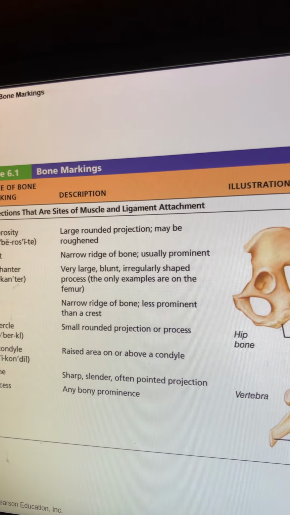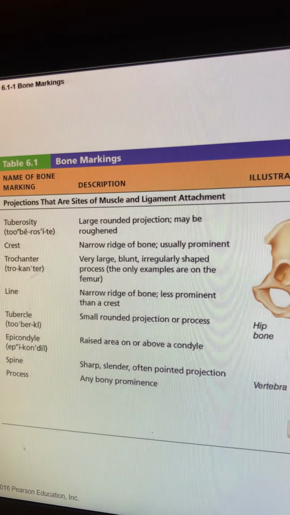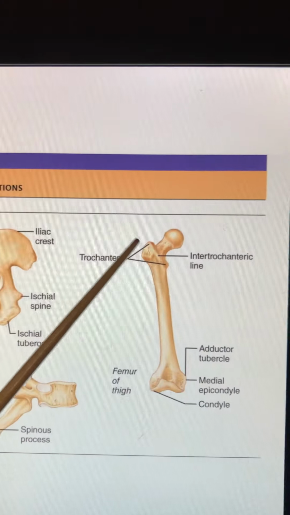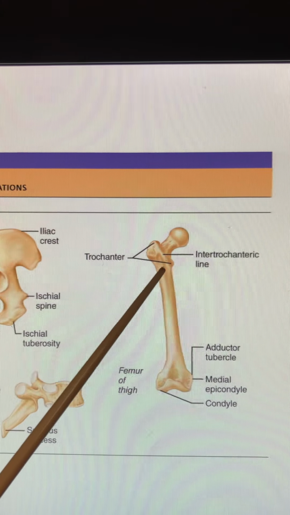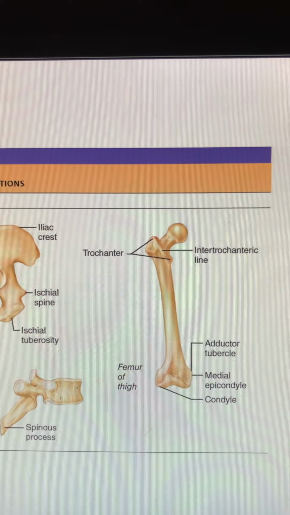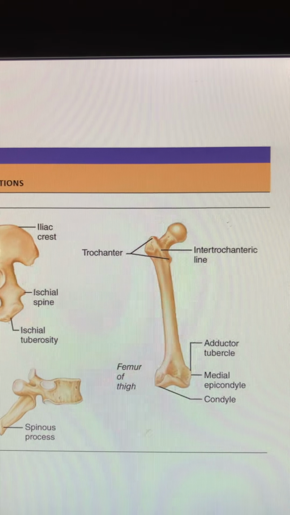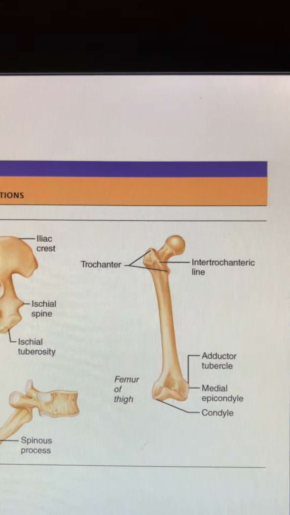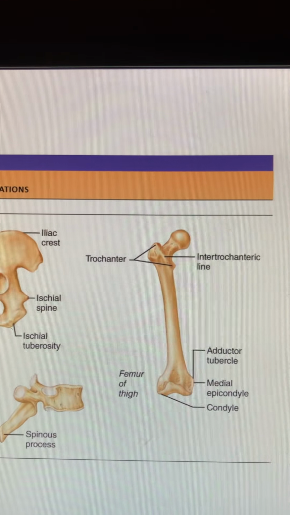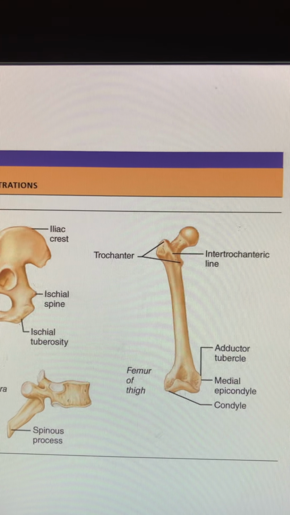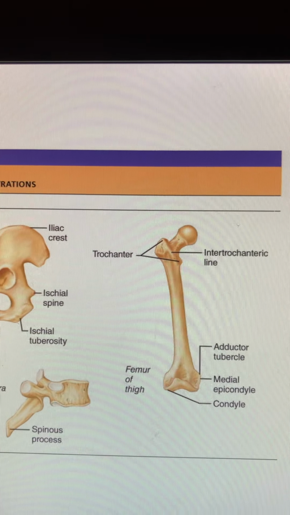A trochanter. The only place that you'll have a trochanter is the femur. So if you look over here, there is the big one, which is called the greater trochanter, and the littler one, which is called the lesser trochanter. These are large, blunt, irregularly shaped processes, and the only example that we have is in the femur. So if you put down trochanter anywhere else but the femur, it is going to be wrong.